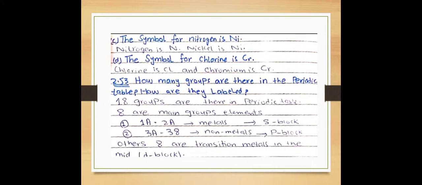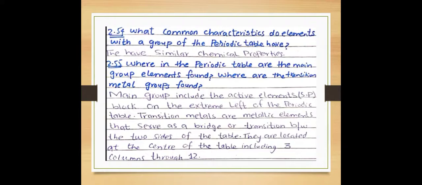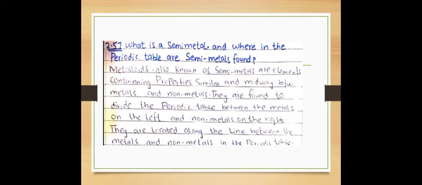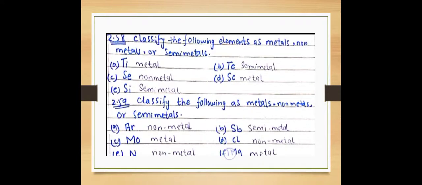How many groups have we studied before, and what common characteristic do elements within a group of the periodic table have? They have similar chemical properties basically. We studied the main group elements and transition groups, and we also know the location of these groups. We also know what a semi-metal is and where it is found, and here are some more examples of metals and non-metals. In the periodic table we know the location of metals, non-metals and semi-metals. We can identify any symbol or any name of an element as metal or semi-metal.